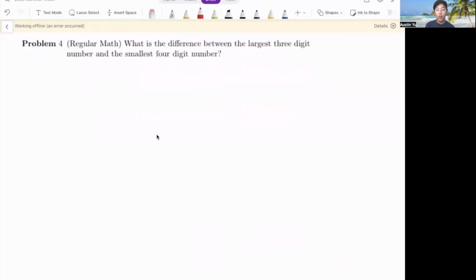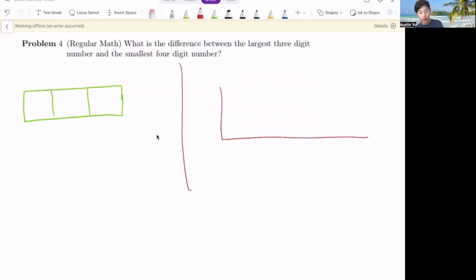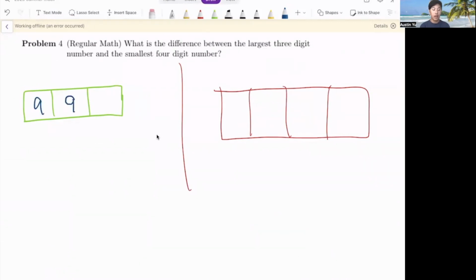Problem 4. What is the difference between the largest 3-digit number and the smallest 4-digit number? So we do a 3-digit number in green and a 4-digit number in red. As we can see, in order to get the largest 3-digit number, we have to think of the largest digit that we can do, which is just 999. And the smallest 4-digit number, well, we have to think of the smallest numbers that we can do.